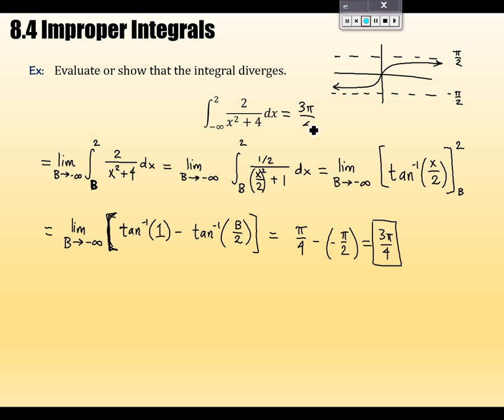And again, you could quick check that using f and n, but instead of negative infinity, maybe you plug in negative 1,000 or something, and then plug in your calculator 3 pi over 4 and see if you get something similar.